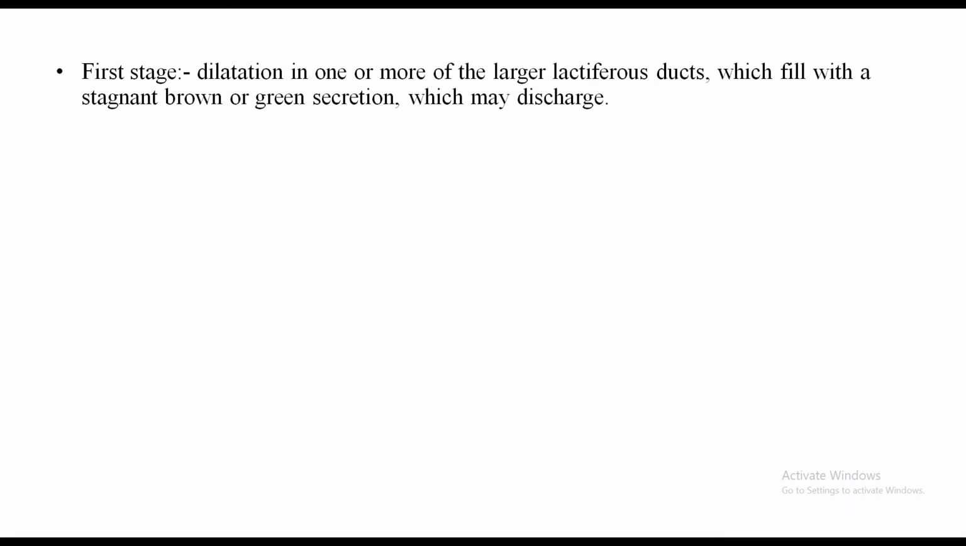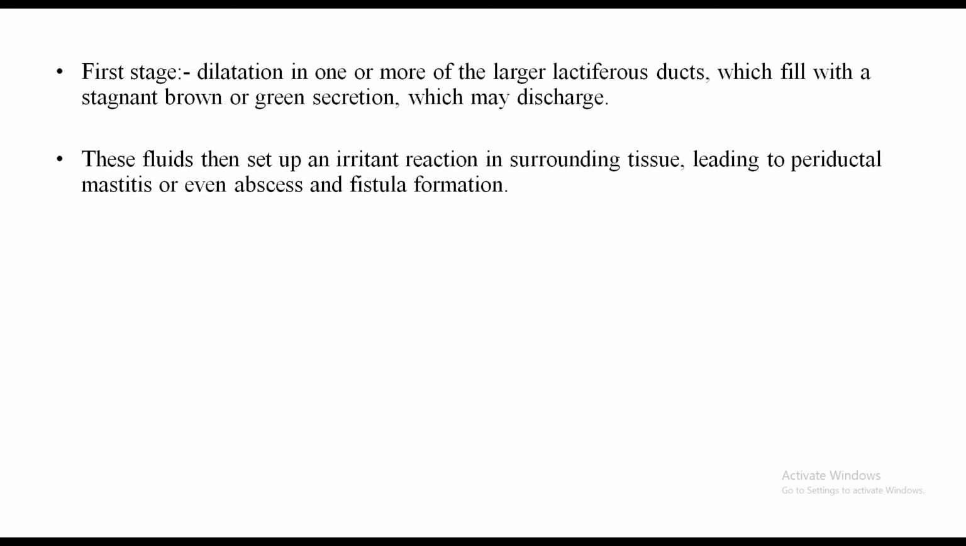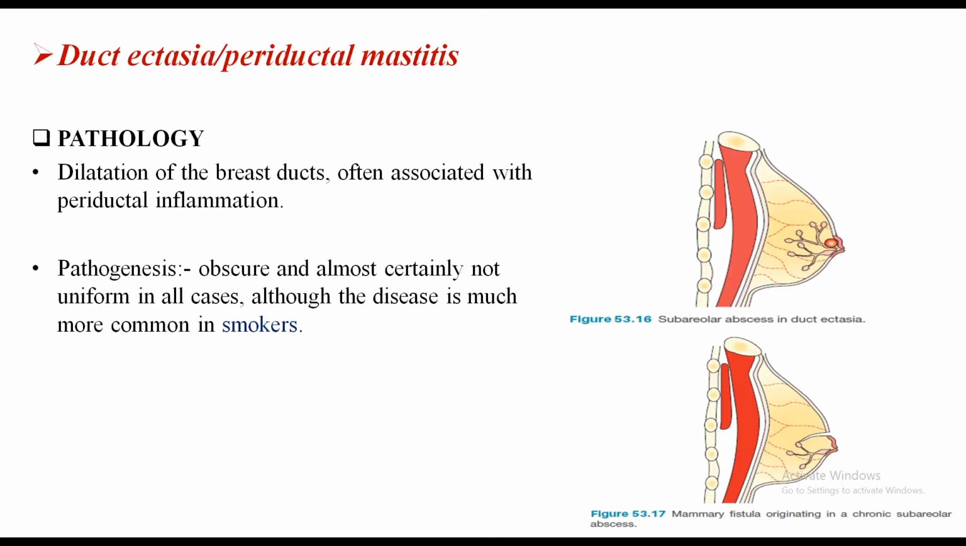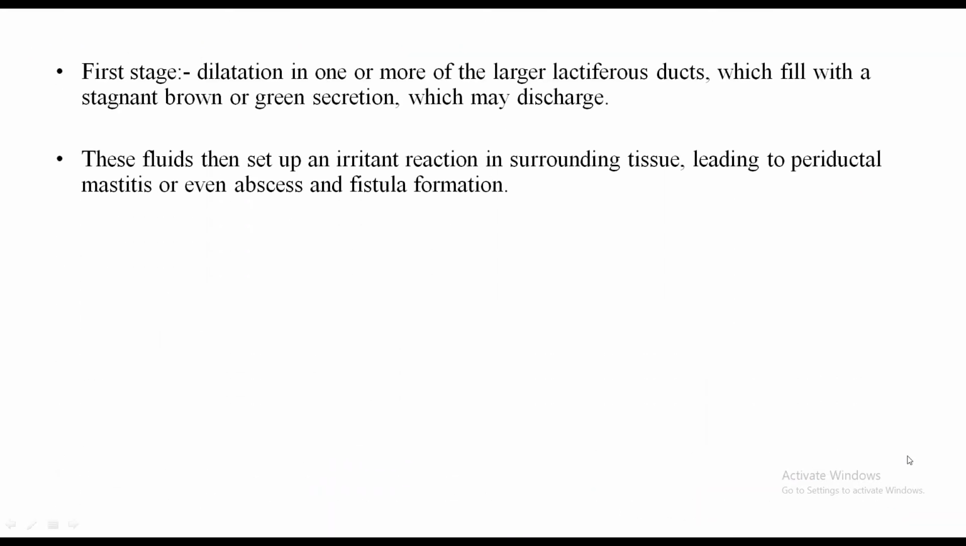The first stage is dilatation of one or more of the larger lactiferous ducts, which fill with stagnant brown or green secretion which may discharge. These fluids then set up an irritant reaction in the surrounding tissue leading to periductal mastitis that can even lead to abscess formation or fistula formation. So this is the cracking. It is leading to fistula formation or abscess.